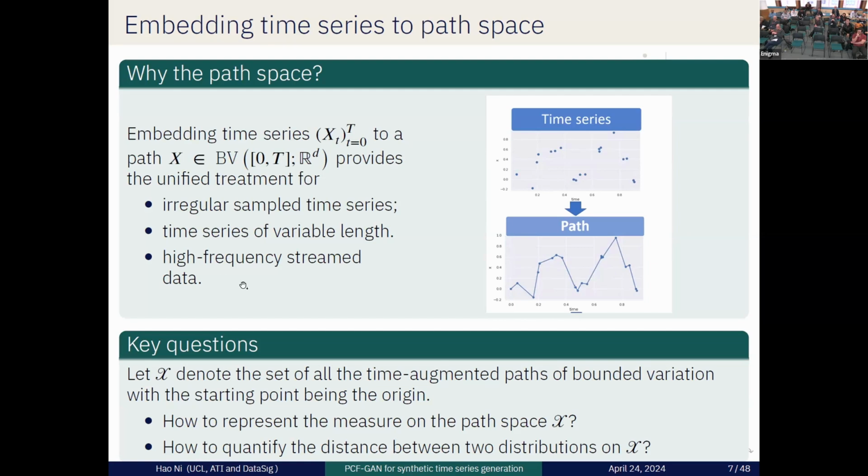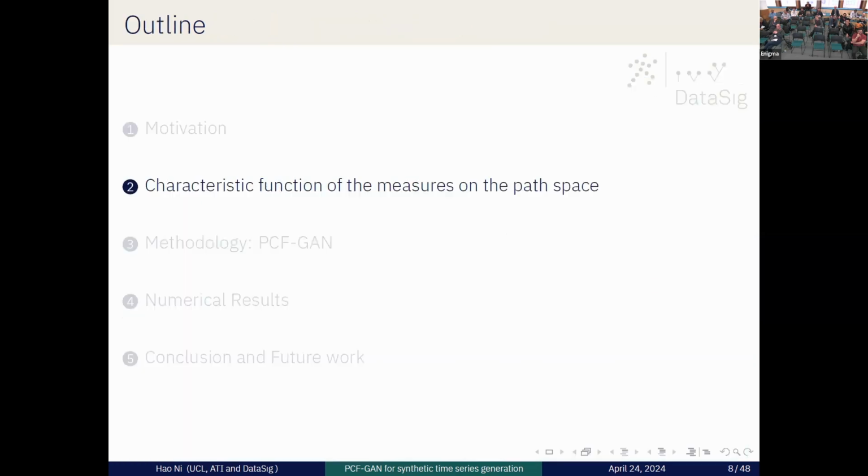Then the key question for designing a good discriminator for time series generation actually boils down to two key questions. The first one is how can we represent the measures on the path space, and the second is how to quantify the discrepancy between two distributions on the path space. In this talk, for ease of discussion, I restrict the path space to be the set of all time augmented paths of bounded one variation, and the starting point is the origin.